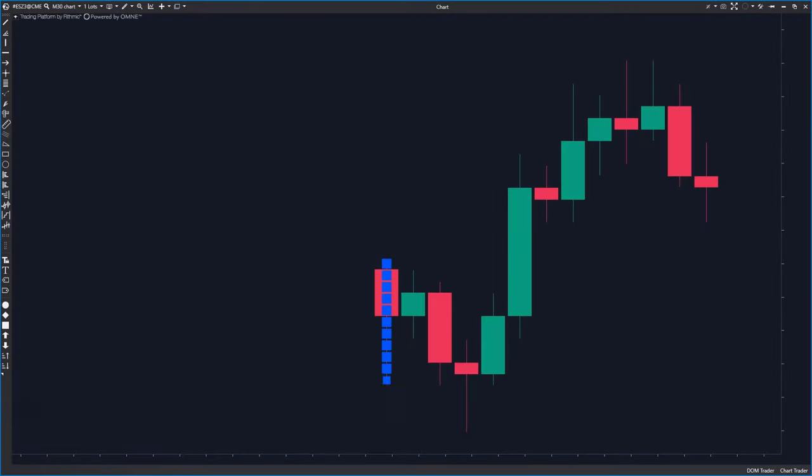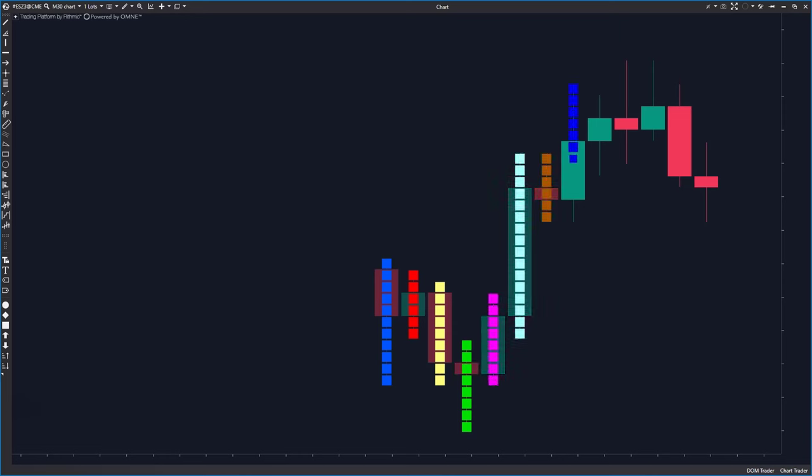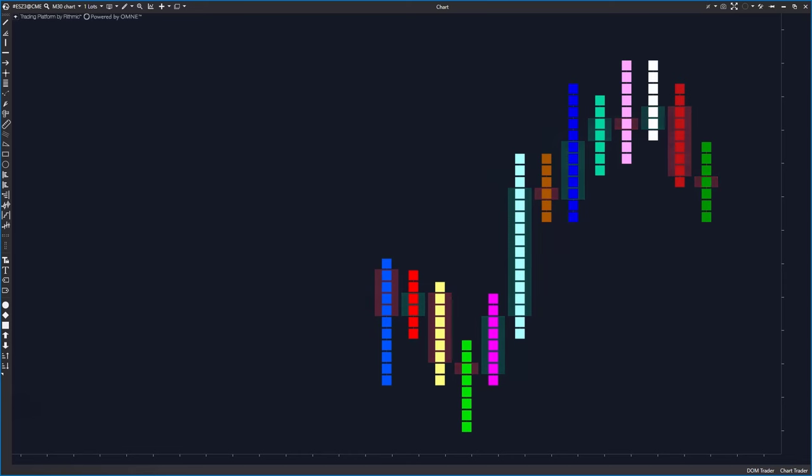I want to walk you through the essential concepts of the TPO chart and illustrate the process of creating it. Each candle is represented by squares or rectangles in different colors. These rectangles are drawn from the candle's highest point to its lowest.